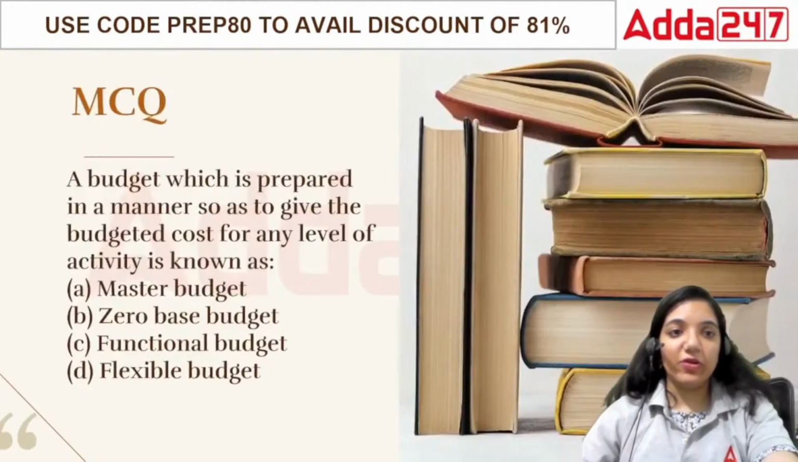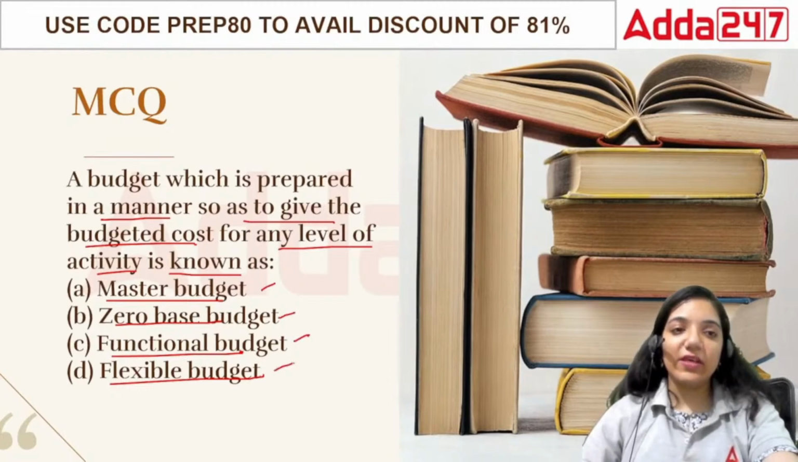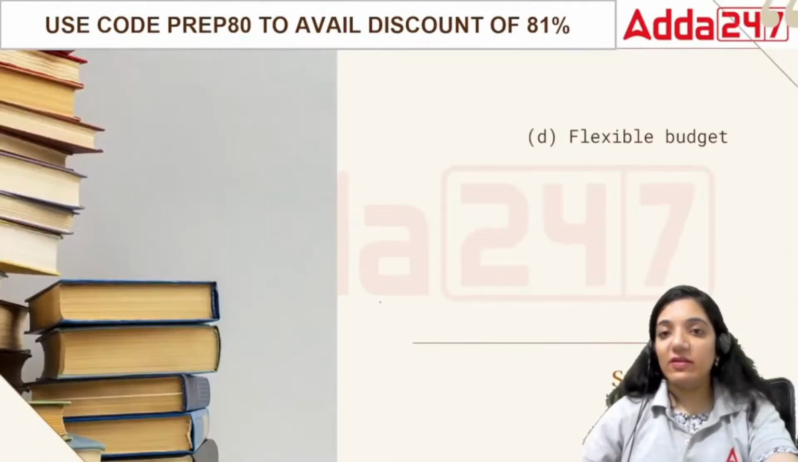Then the next point, a budget which is prepared in a manner so as to give the budgeted cost for any level of activity is known as master budget, zero based budget, functional budget or flexible budget. So we have got four different kinds of budget: master, zero, functional or flexible. So in this case, the best way of working is the budget which is prepared in a manner that gives the budgeted cost, whatever the different level is. So it is based upon flexible budget.